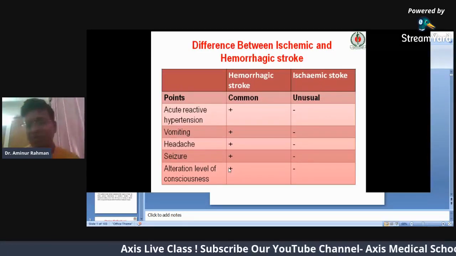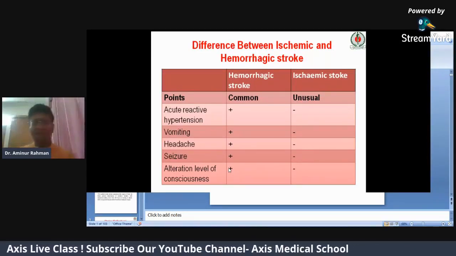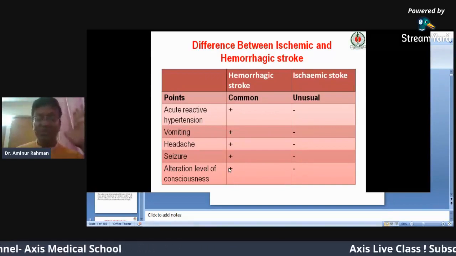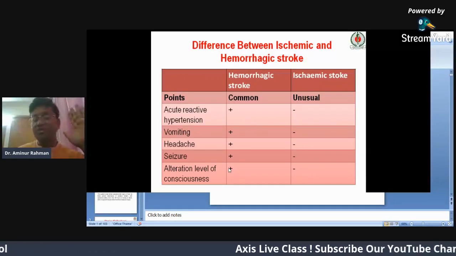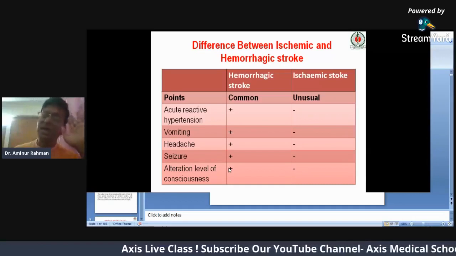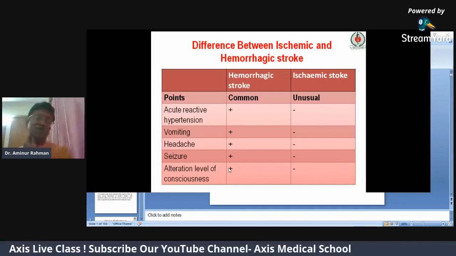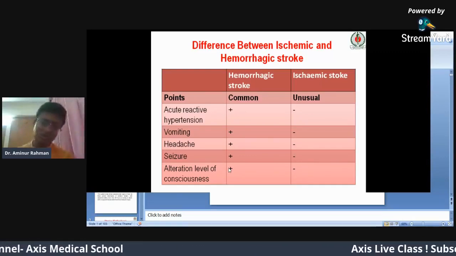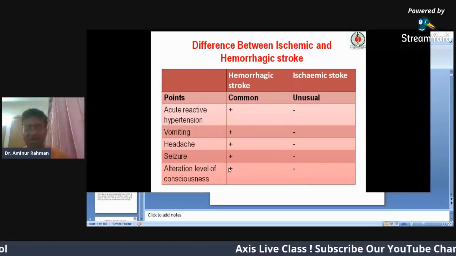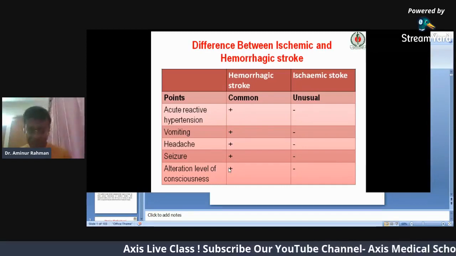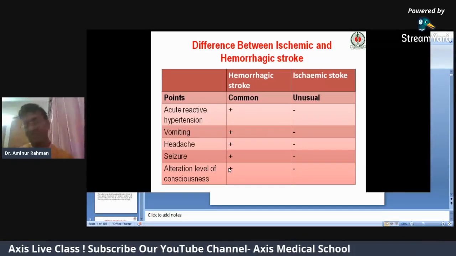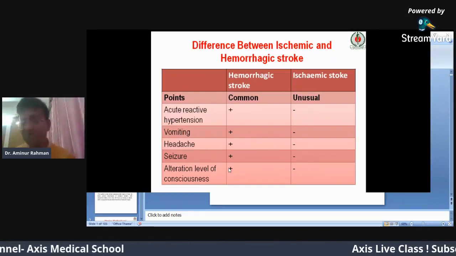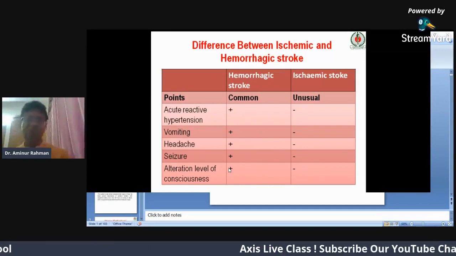What is the difference between the ischemic and hemorrhagic stroke? It's very important. Acute reactive hypertension is usually common in the hemorrhagic stroke, usually uncommon in the ischemic stroke, but may be present in the ischemic stroke. Vomiting is common in hemorrhagic stroke, uncommon in ischemic stroke. Headache, seizure, and alteration of level of consciousness are all common in the hemorrhagic stroke, and usually uncommon in ischemic stroke.